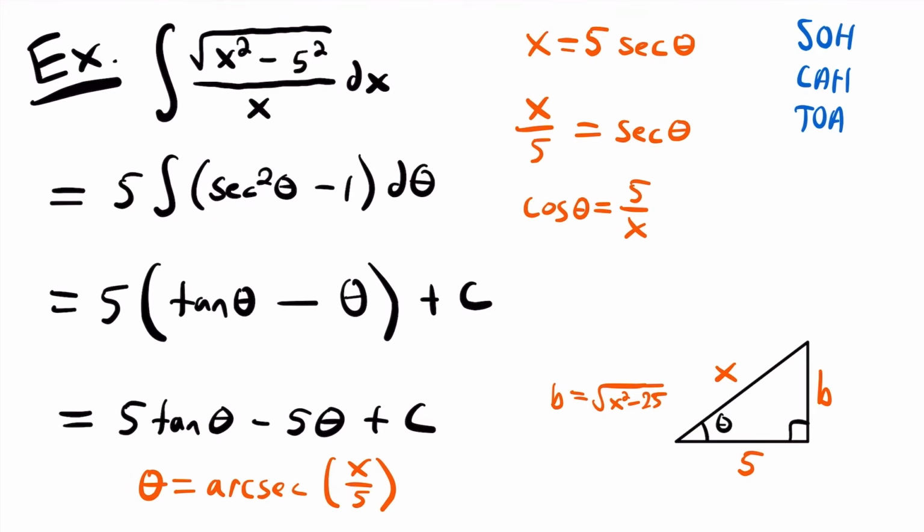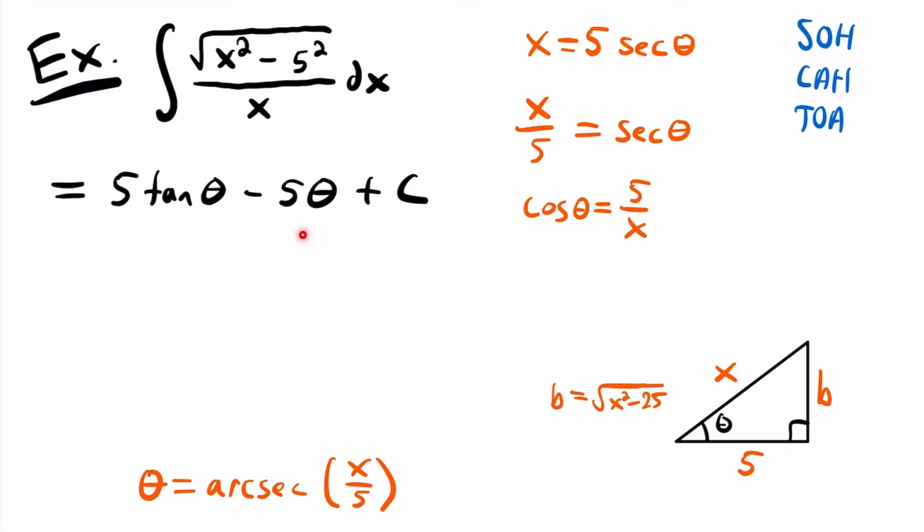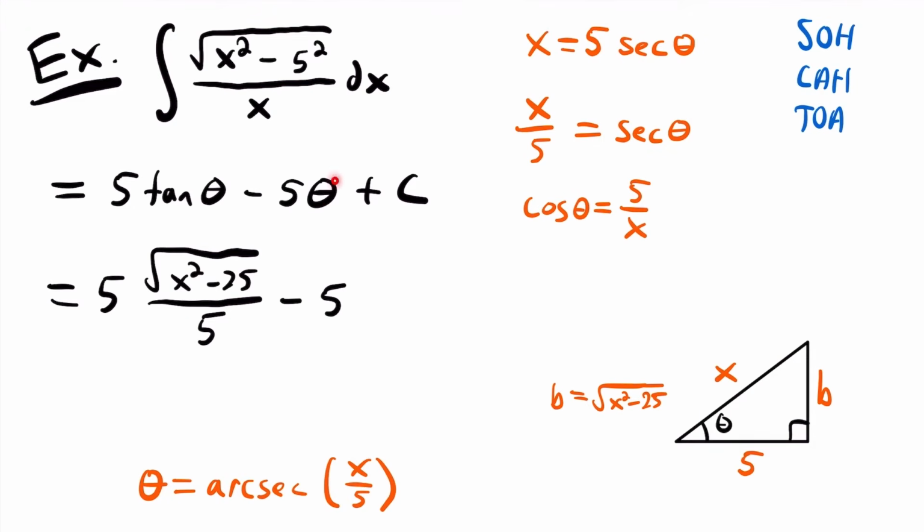Okay, and so if I clean up my work a little bit, we can rewrite this answer to be that it is equal to 5 times tangent theta, which will be the square root of x squared minus 25 divided by 5, right? That is the opposite side of our triangle divided by the adjacent side. And so then we will subtract 5 times theta, which we said is arc secant of x divided by 5.